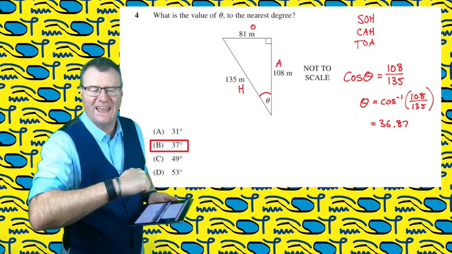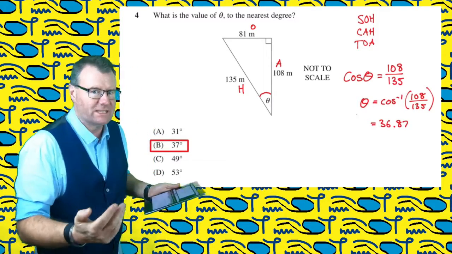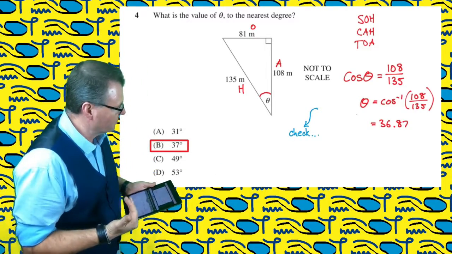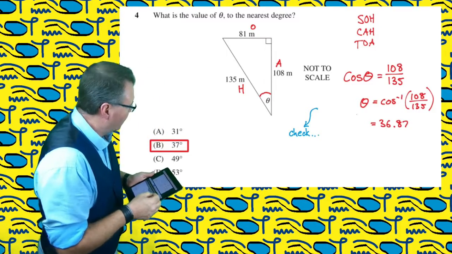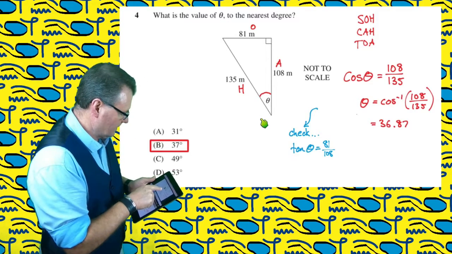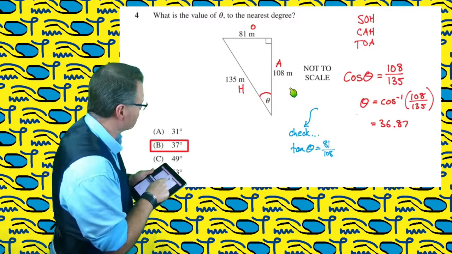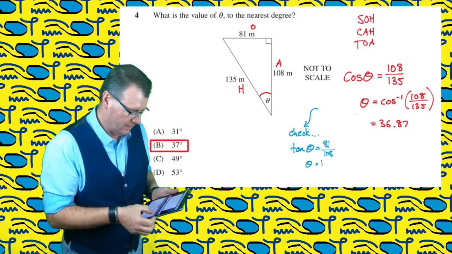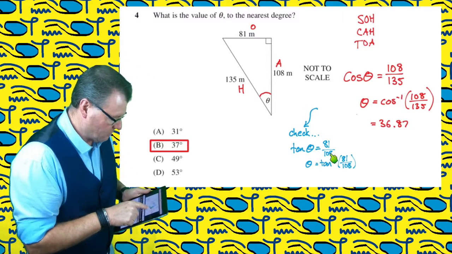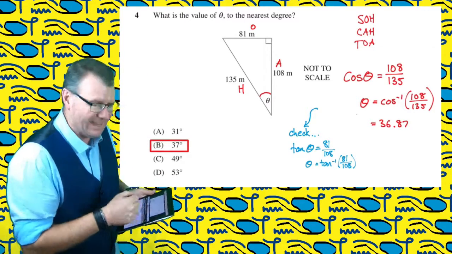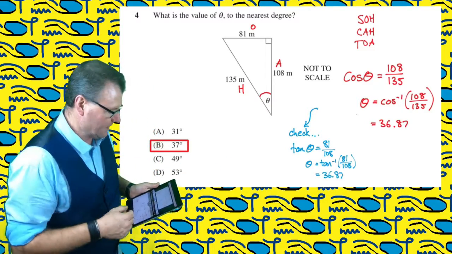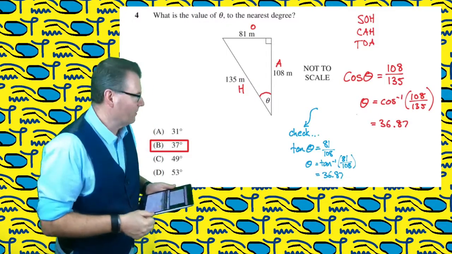Now, I'm going to use tan just to double check it, because like I said at the start, I could have used any one because I'm given all three sides. So let's check that. Tan is my opposite over adjacent. My opposite is 81. My adjacent is 108. So I can just use the same idea. I'm taking this tan and dragging it across here. It becomes inverse tan. It's like the undoing or the opposite of tan. Put that into my calculator. I get the same value. I'm pretty confident I'm okay with that one.